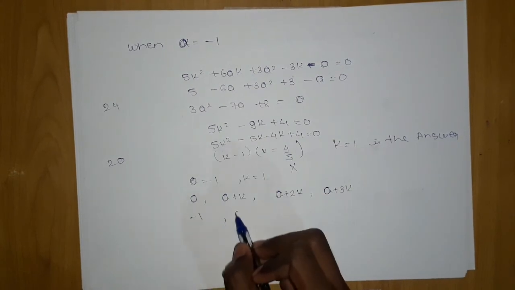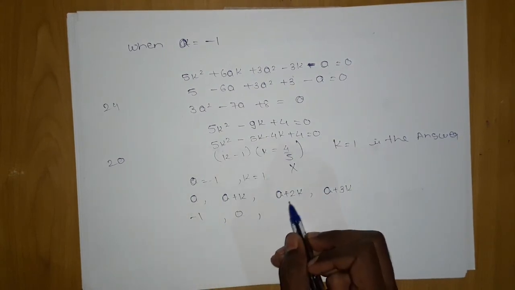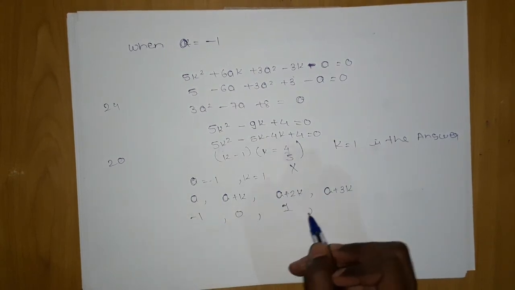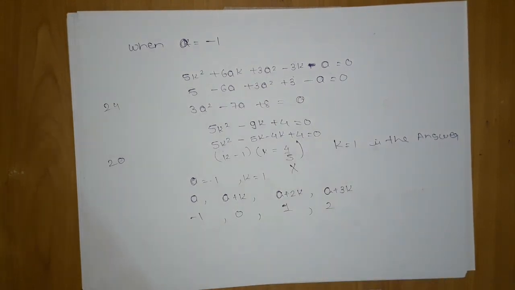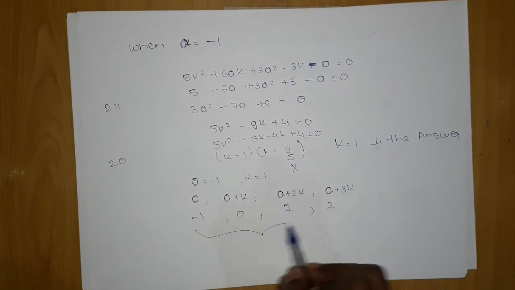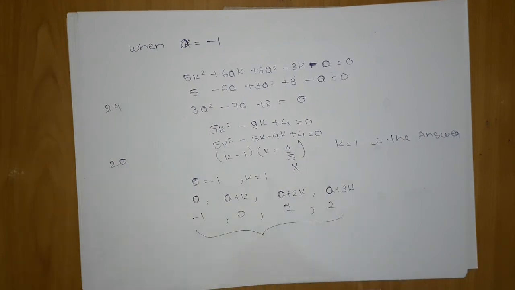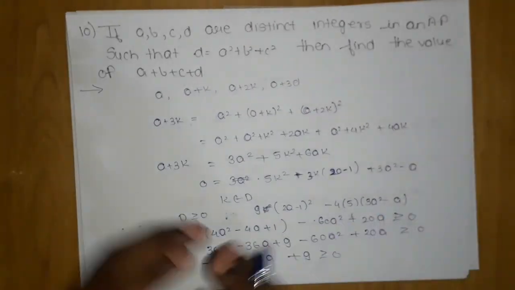So a comma a plus k comma a plus 2k comma a plus 3k, we want this value. This is minus 1, this is 0, this is 1, this is 2. So all the four numbers we have got, and this was the answer of the first question. Now what we did, we took the four numbers.